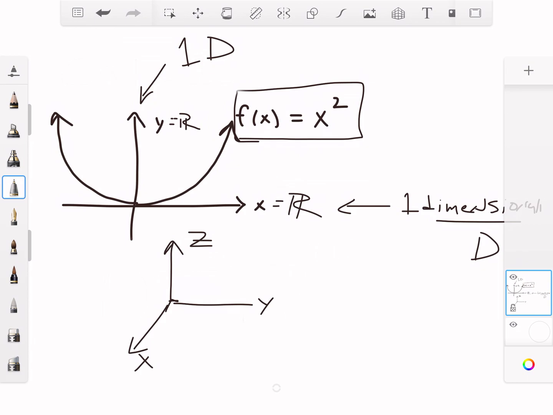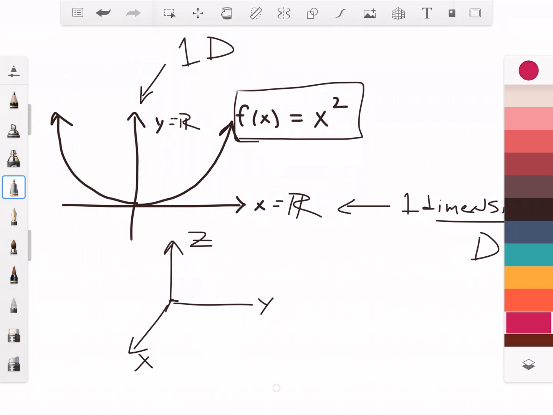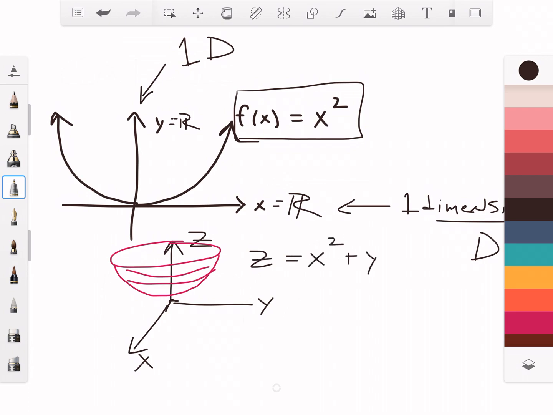So here the function, let me see if I can draw one. You have a 3-dimensional object, this red bowl here, which would be z equals x squared plus y squared. This is going from the 2-dimensional plane into the one-dimensional. So it's from a 2-dimensional world into a 1-dimensional world. We can still visualize that in 3 dimensions.